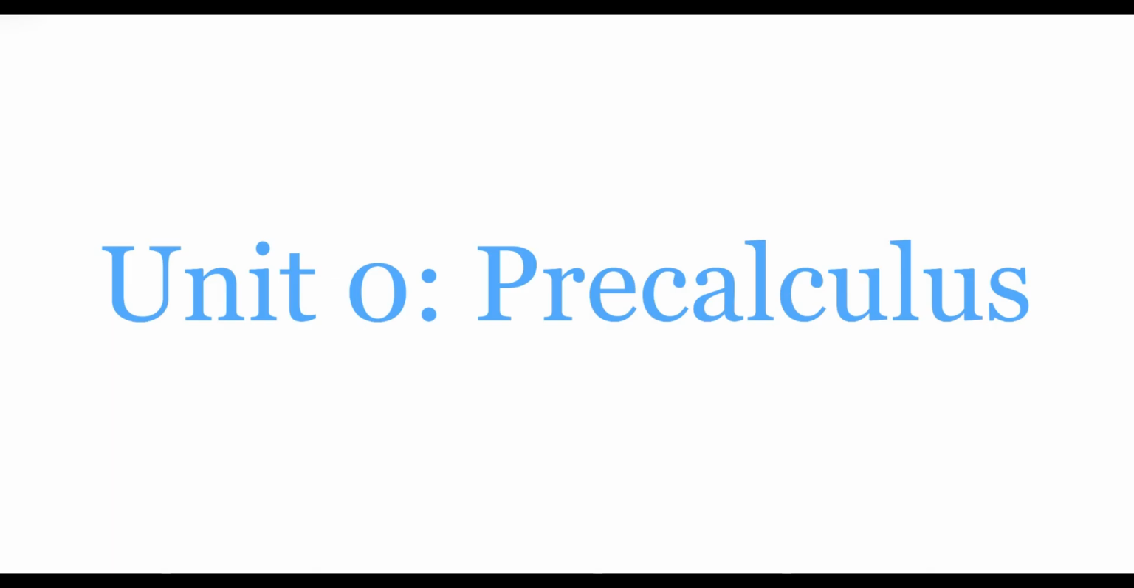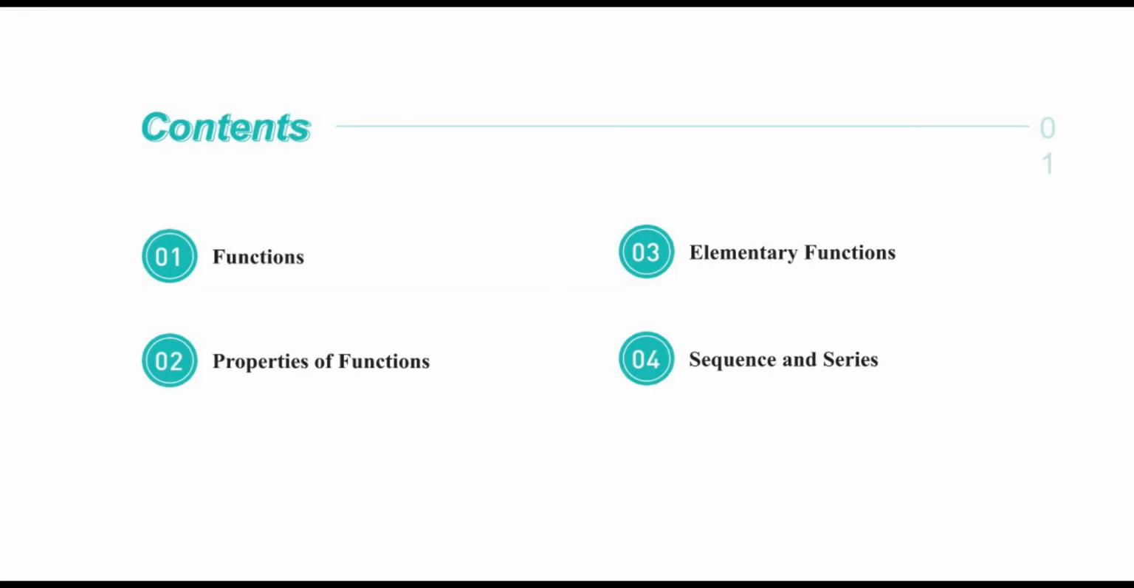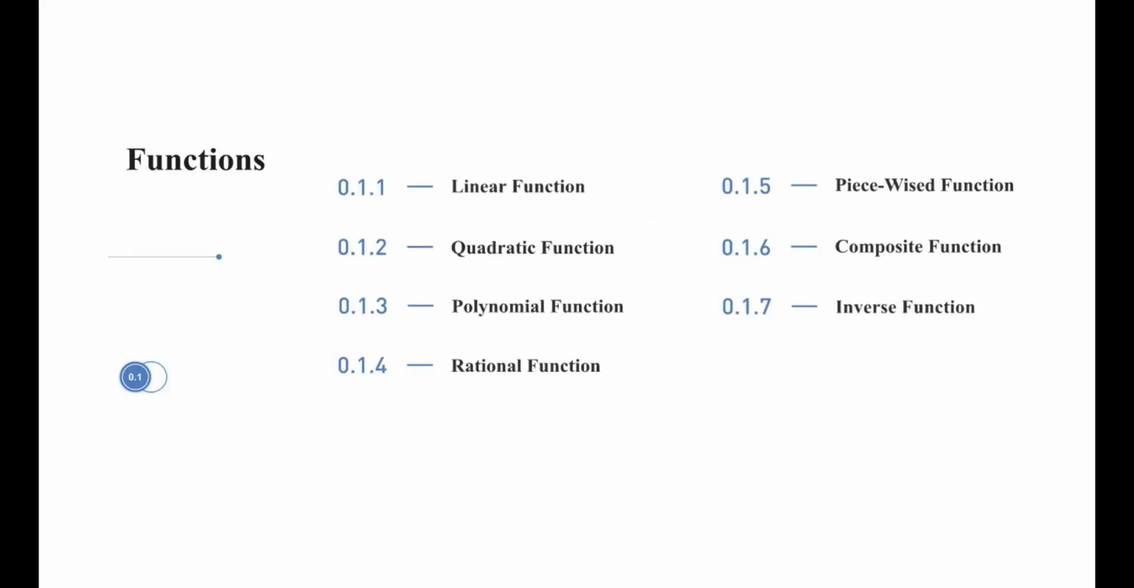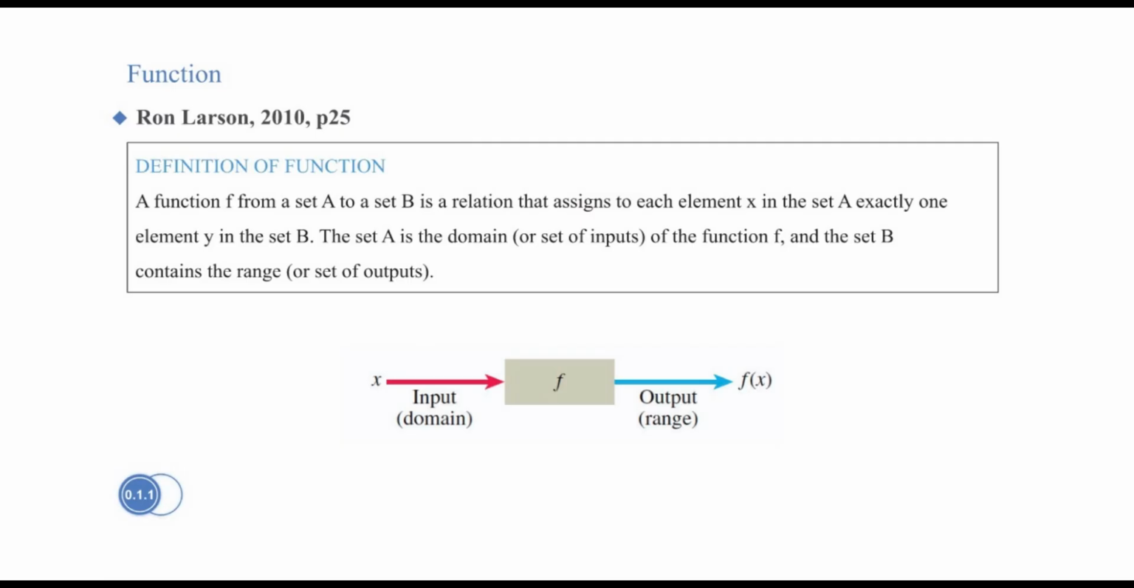We are starting up with Unit 0, Pre-Calculus. In this unit, we have four categories: functions, properties of functions, elementary functions, and sequence and series. In today's video, I will go over 0.1 functions. These are the functions that you will see in AP Calculus. So what is a function?